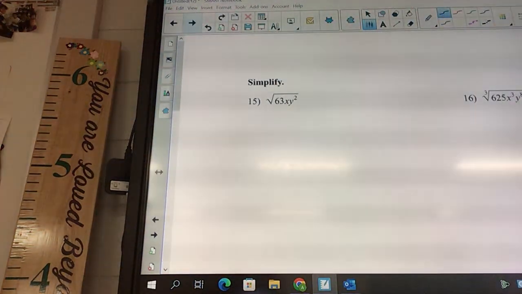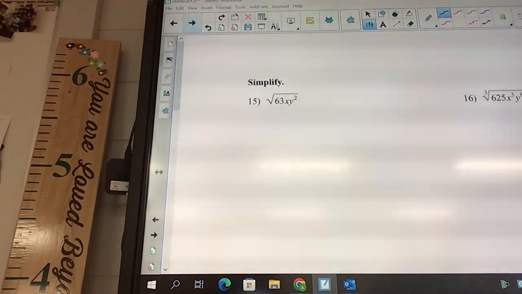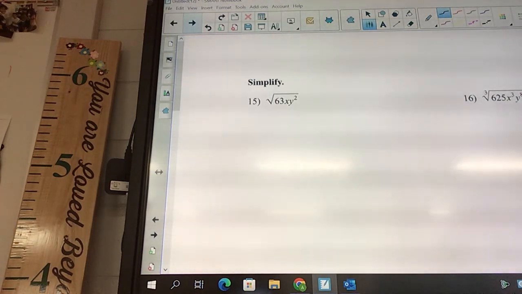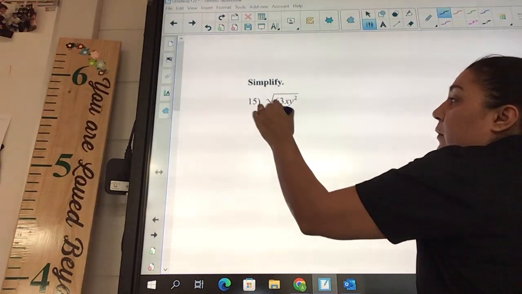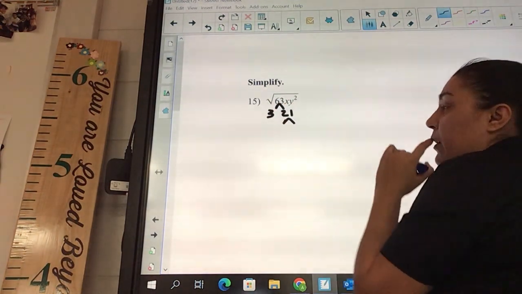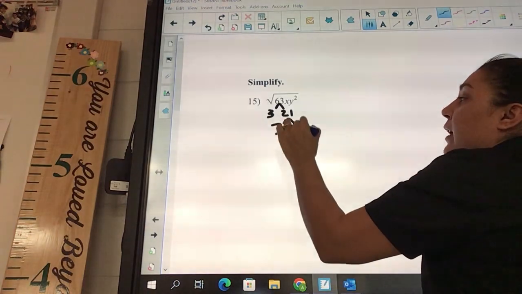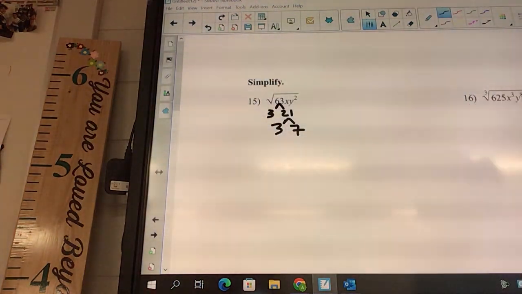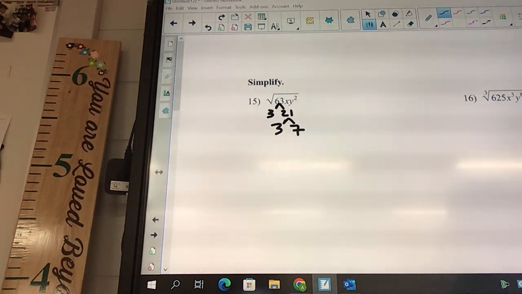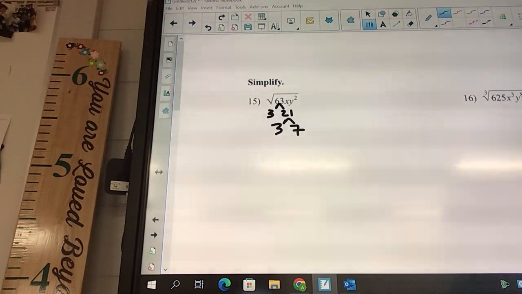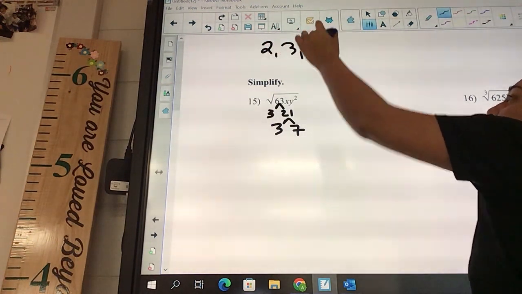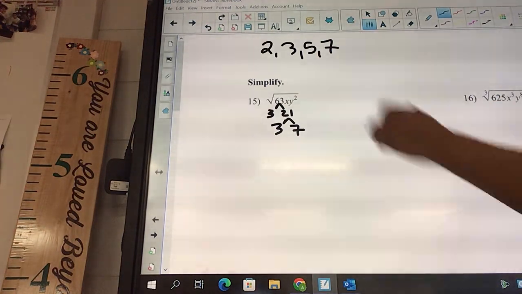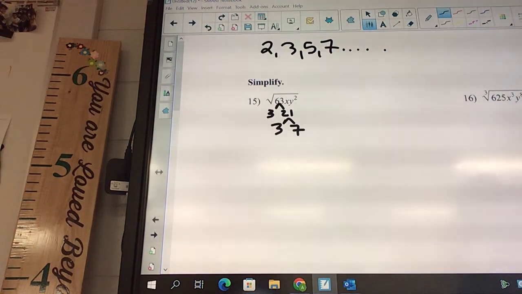Number 15 is about simplifying radicals. So you need some factors of 63. What are some factors of 63? 3 and 21. 3 and 7. What numbers can we circle and group? 2, 3, 5, 7. Those are all prime numbers, and it does keep going. There are other numbers after this, but you would never have them.